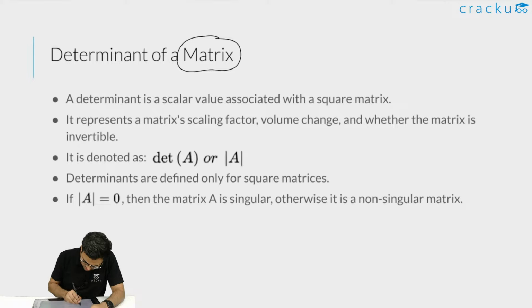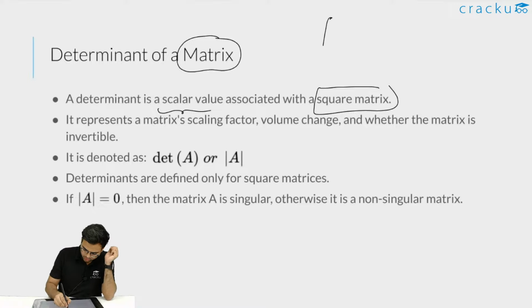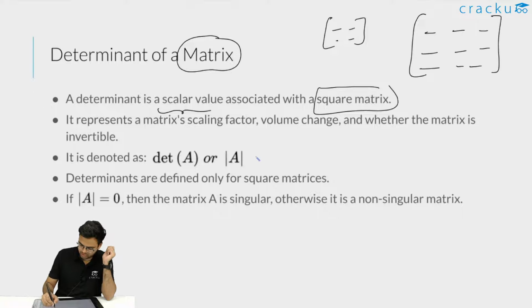Determinant is a scalar value which is associated with a square matrix. You can see a 2 cross 2 matrix and a 3 cross 3 matrix. There is a scalar value associated with these matrices. What exactly that scalar value is, we are going to discuss in the next slides. But this scalar value is unique to every square matrix. So the determinant is that unique scalar value associated with the square matrix.